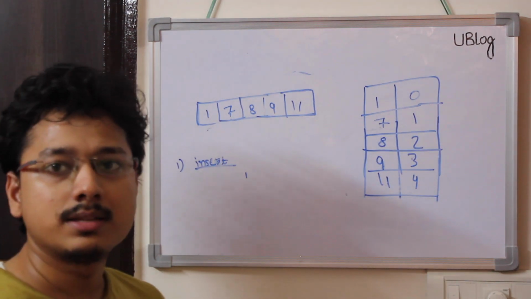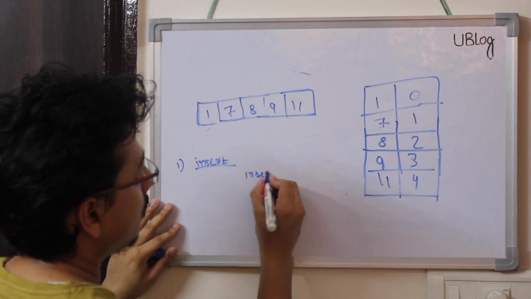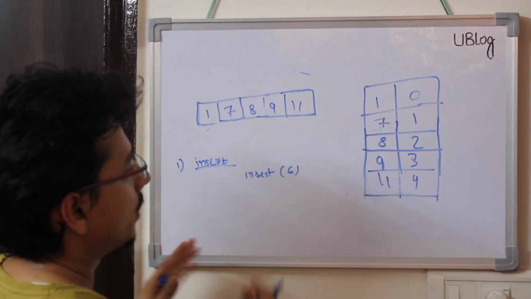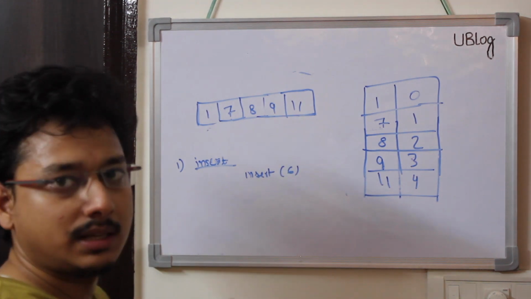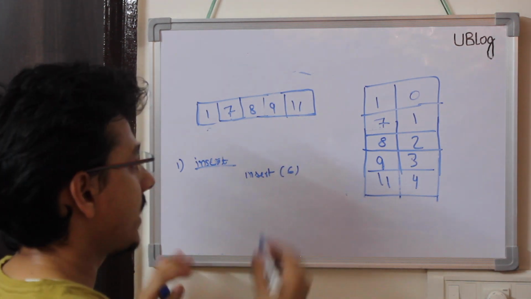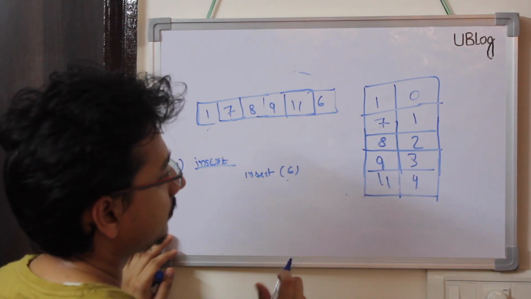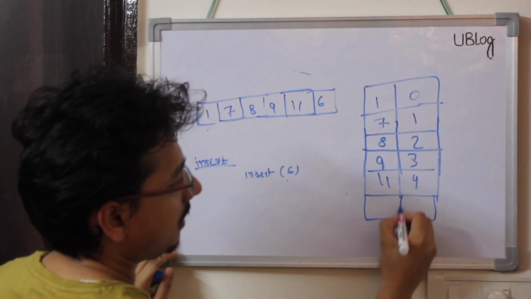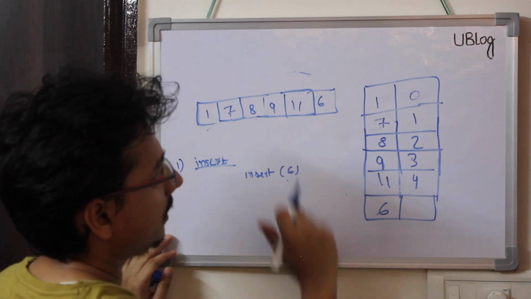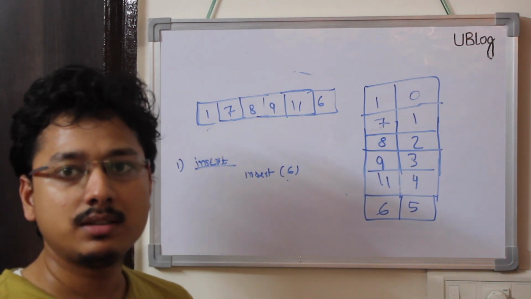So let's see how our insert will perform in O(1) time. For example, I'm getting an insert call for 6. So I need to insert 6 in both the array and the hash map. I can insert the 6 at the last position and then insert the same in the hash map. So I make the key 6 and the value the index, which is 5. Remember, the array I am using here is a resizable array.